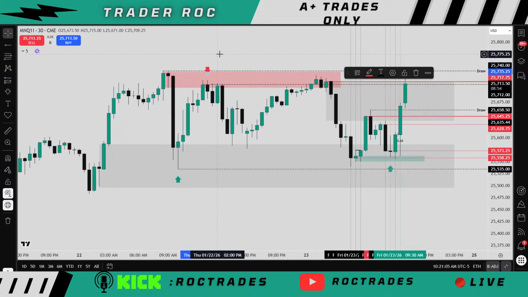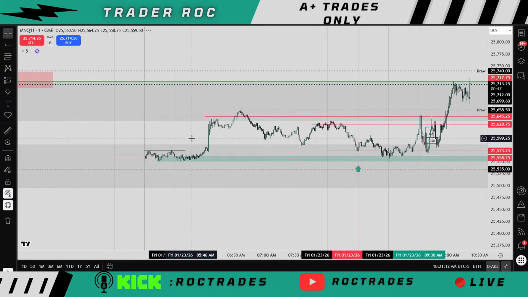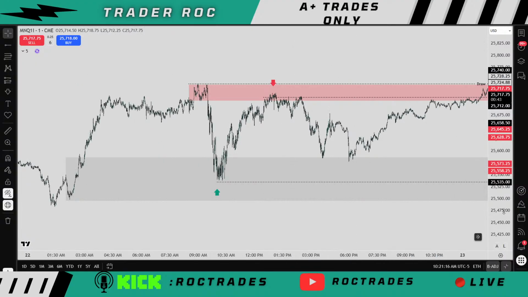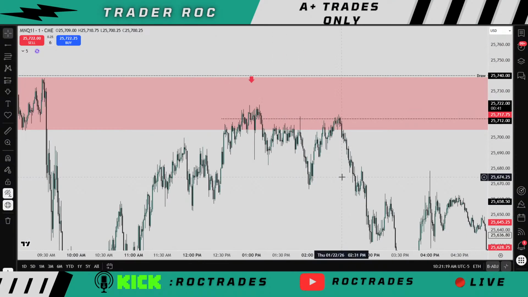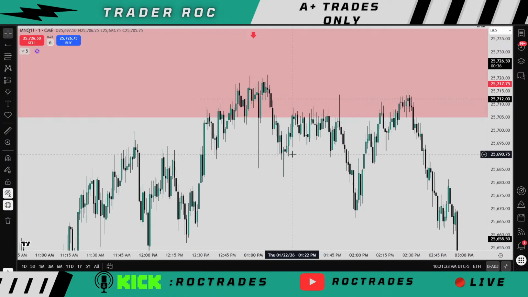Now, all I need to do is zoom into here and find out what structure was left behind, right? So if I do that, you'll see the same trade we just took for the long. It'll be sitting right here for the short.